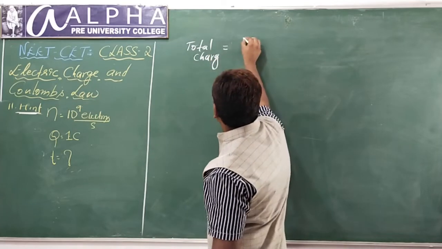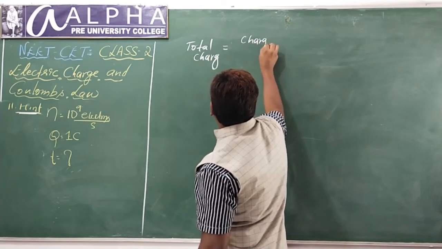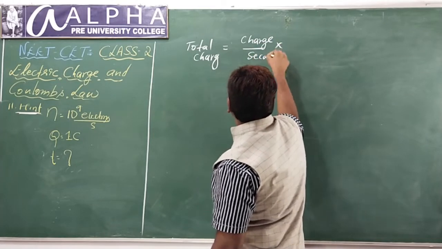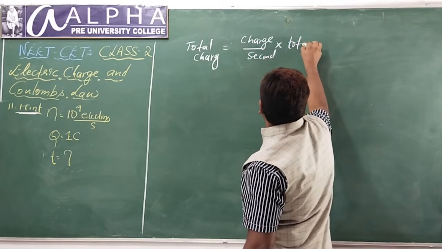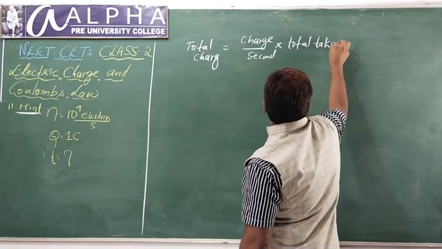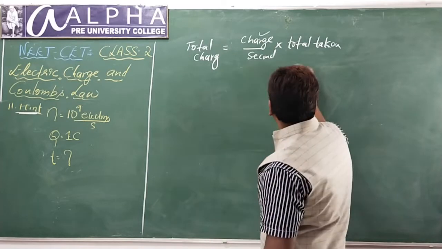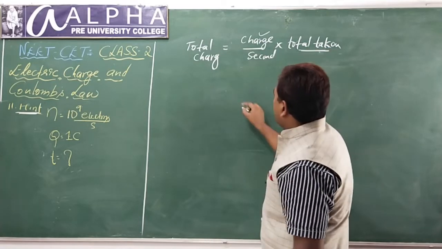Total charge is charge transferred per second, into the total time taken. Every second you are transferring some charge. You do that for some time t. You will get the total charge.